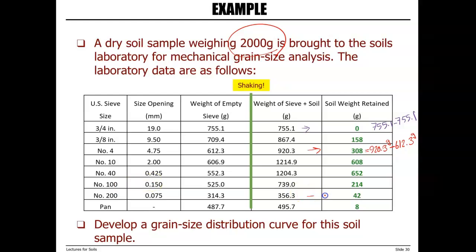Then, for example, for sieve number 200, we have 356.3 minus 314.3, which gives us 42 grams. So we need to do that for all of these sieves to calculate soil weight retained on each sieve. And this is in grams.